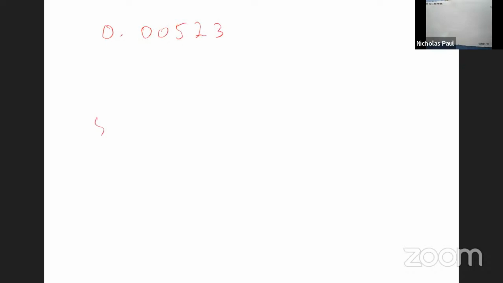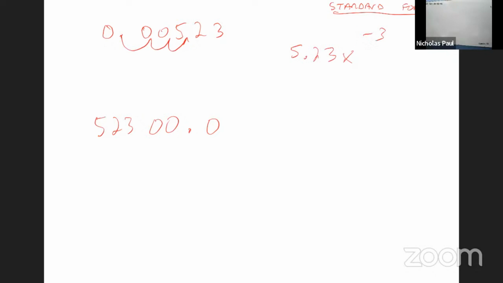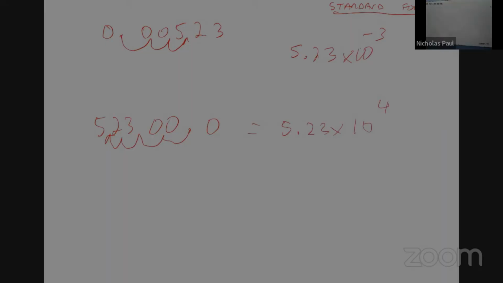Standard form. I try and put both of them in standard form. 1, 2, 3. So you move it 3 times to the right, and we got 5.23. 3 times means minus 3. Here we go, 1, 2, 3, 4 times. So that'll be 5.23. We move it 4 to the left, so that'll be 10 to the power of plus 4.